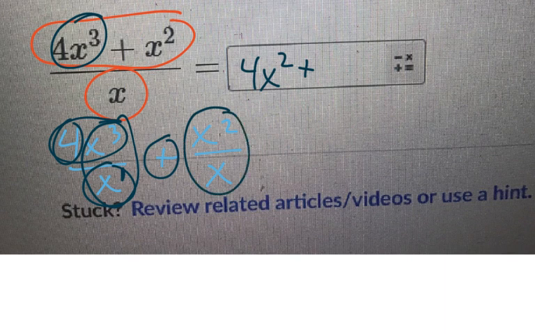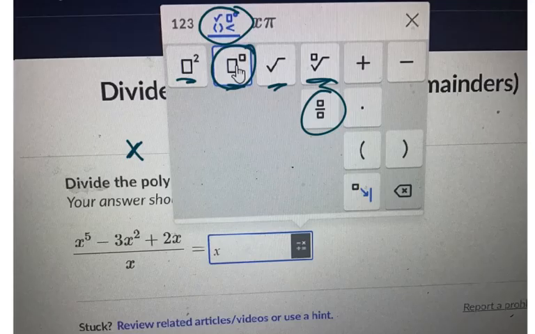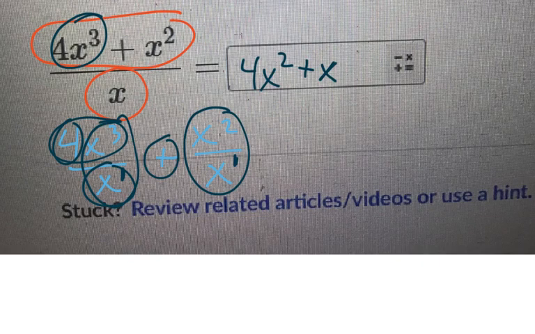What is x squared divided by x? Well, 2 take away 1 is x^1, but of course, we don't have to write the 1, right? We'll just say x. So again, guys, make sure you type this in correctly. Again, right here, I would use that squared button to do this squared power right there. But that's it, guys. I just need you to learn the distributive property with division.